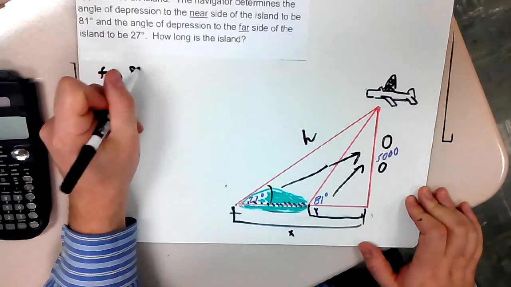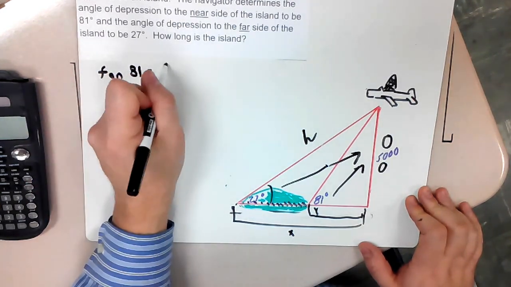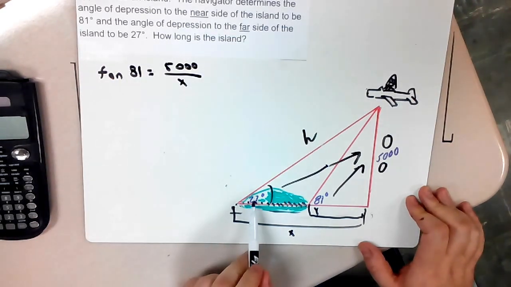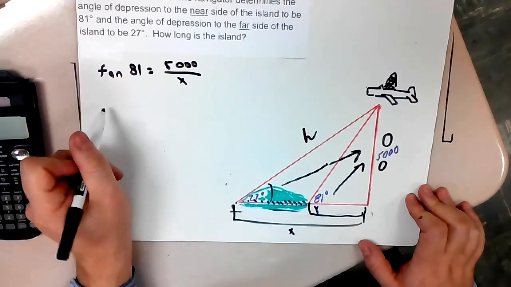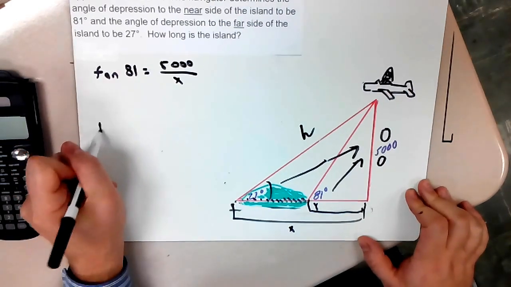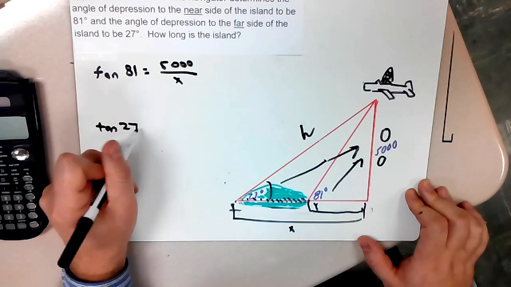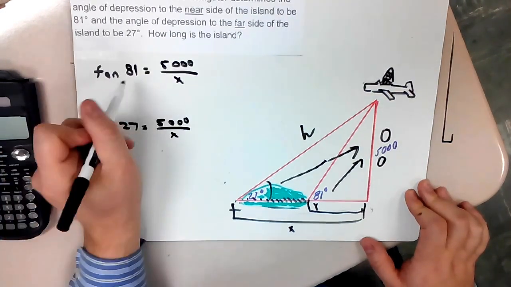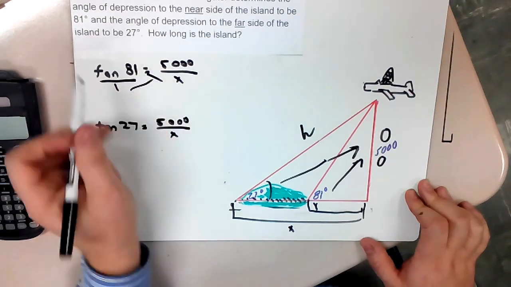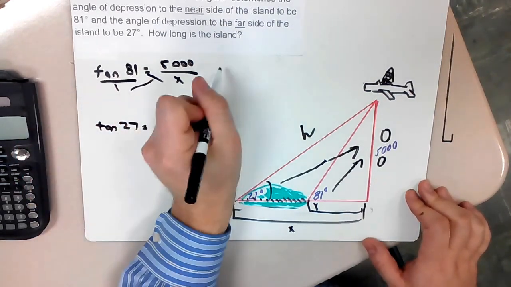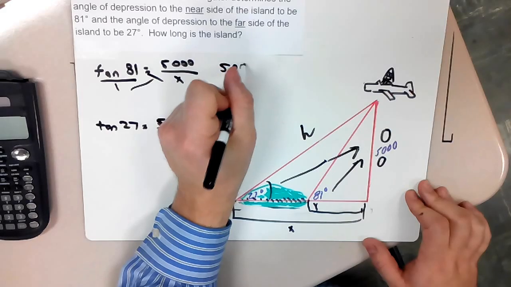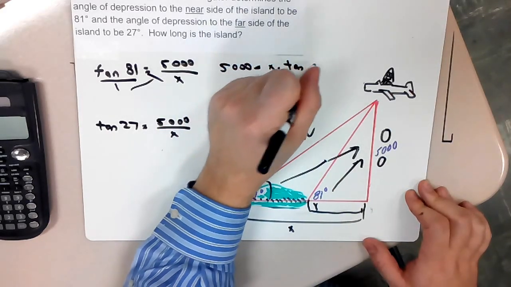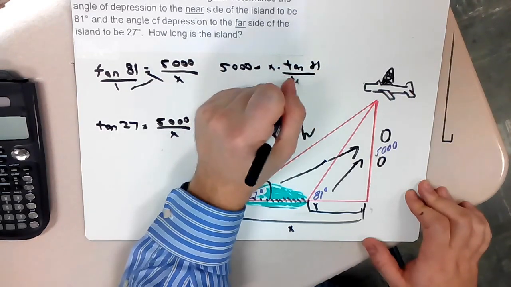Tangent 81 equals 5,000 over x. Also, I have tangent 27. So tangent 27 equals 5,000 over x. All right, watch what happens here. I'm going to cross multiply. I'm going to have 5,000 equals x times tangent 81. And I'm going to divide by tangent 81.